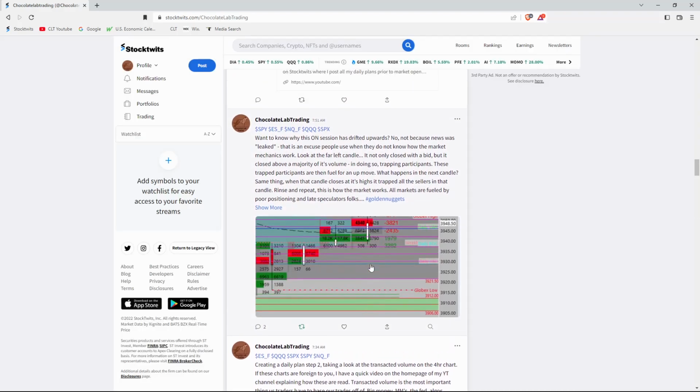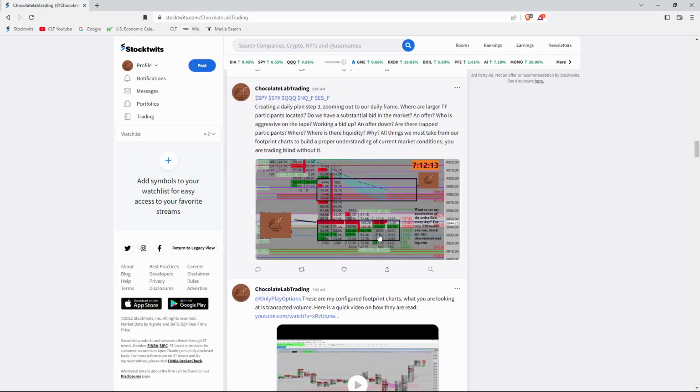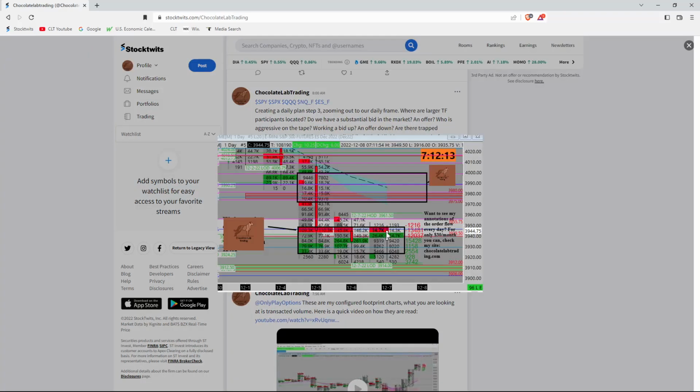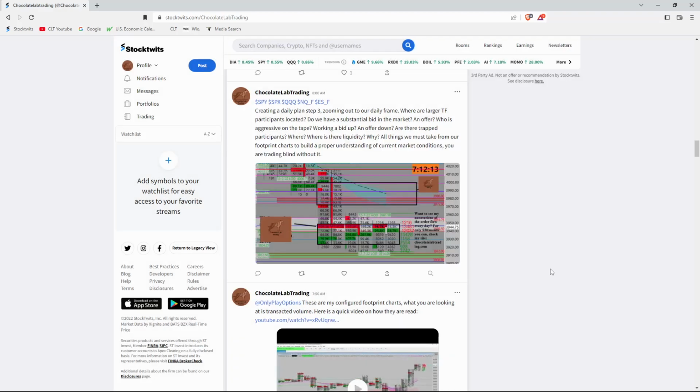From there, I go to the daily, and it's the same exact thing, but now we're having a little bit more of a zoomed out frame. Looking at the past few days, again, bid, offer, someone moving up on the tape. Do we have trapped volume, exhaustion at highs, lows, a whole bunch of things.